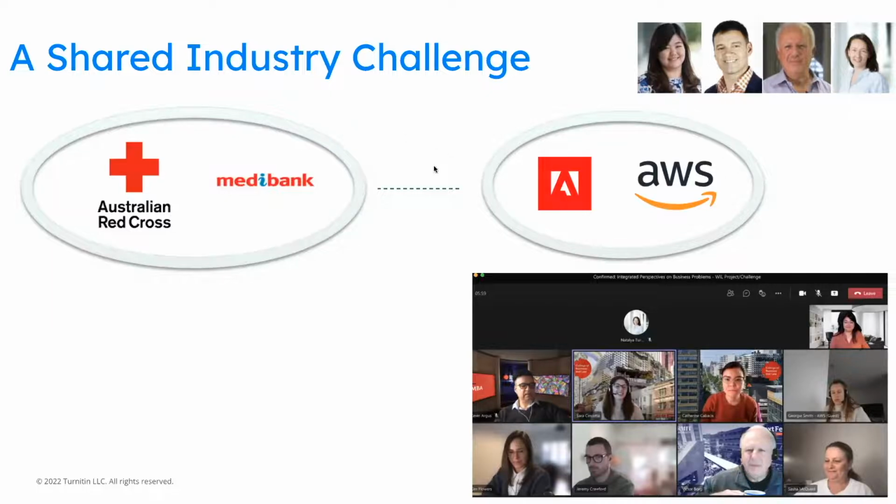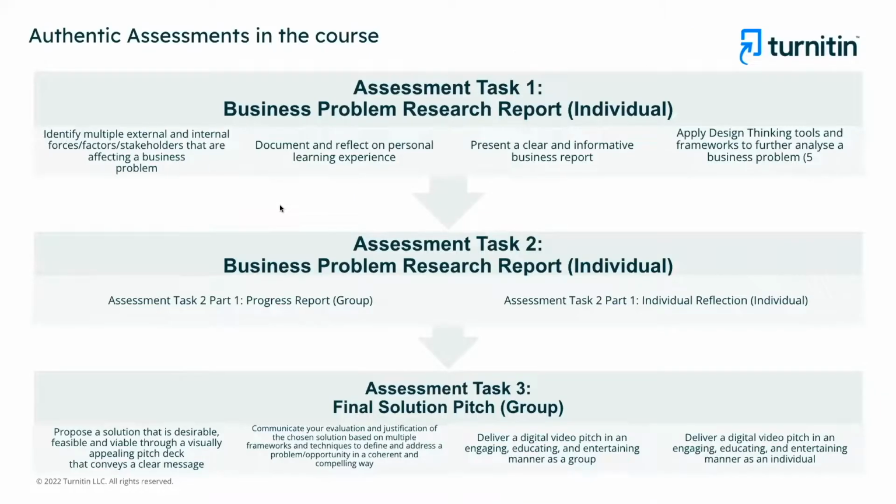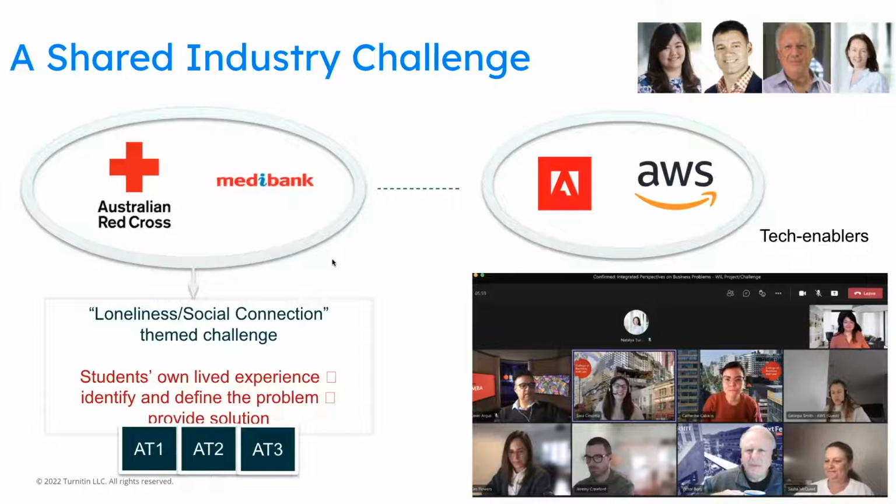In the course, we have 2 main industry partners, which are Australian Red Cross and Medibank. As you know, the ARC, or Australian Red Cross, is a not-for-profit, while Medibank is a for-profit company. So they are interested in looking into a shared challenge where students will work on a theme challenge in the area of loneliness. Both ARC and Medibank are really interested in what ways we can address the social issue of loneliness as experienced firsthand by our students.